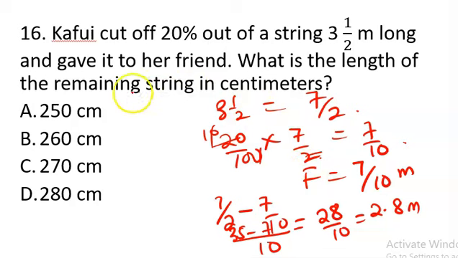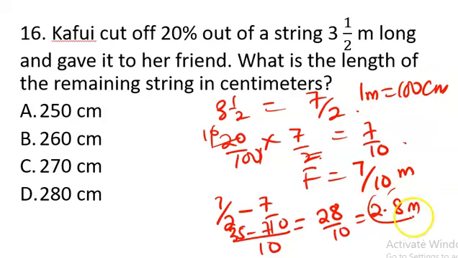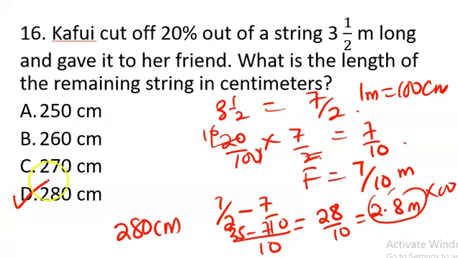But we were asked to convert it to centimeters. We know 1 meter is equal to 100 centimeters, so we just have to multiply this by 100. And when we do that, we have 280 centimeters. The answer is D.